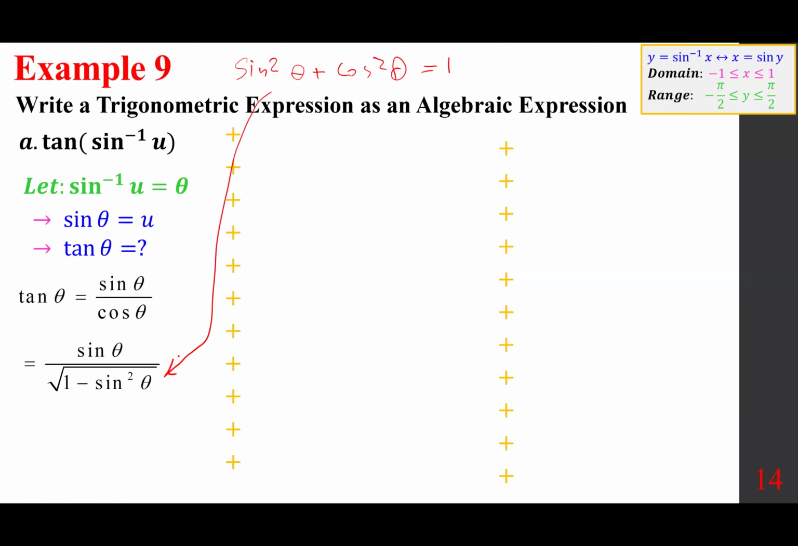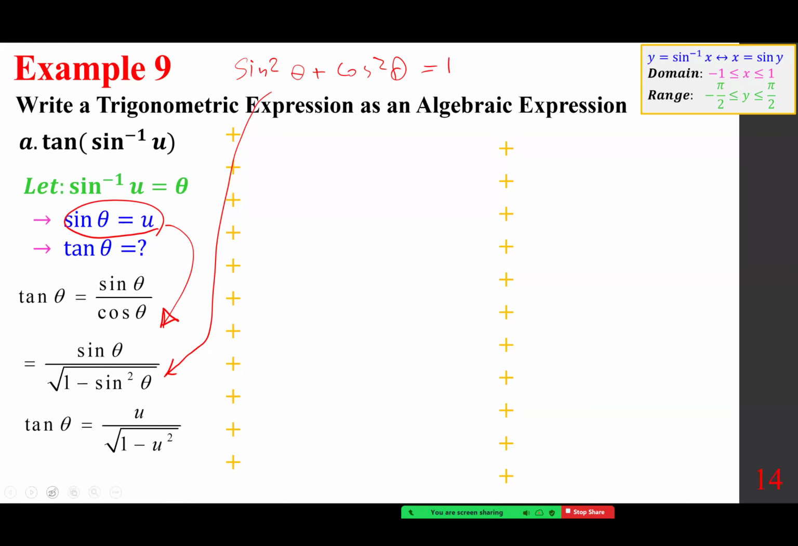So we are going to replace the sine theta with u, and reminding everyone, quadrant 1 and quadrant 4, that's where sine inverse and tan happen. So sine and tan have the same sign, and cosine, by the way, is positive in the first quadrant as well as the fourth quadrant.